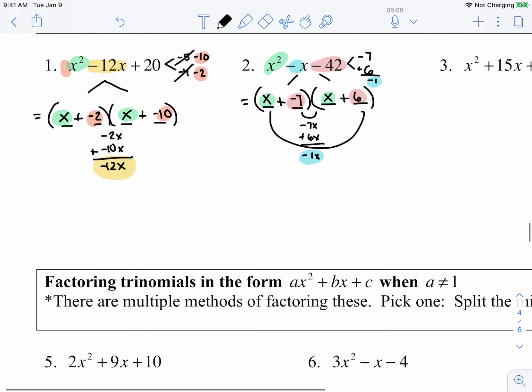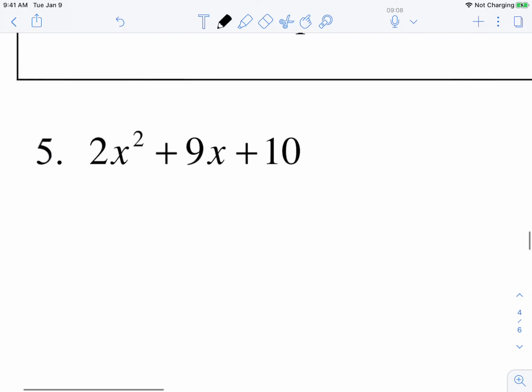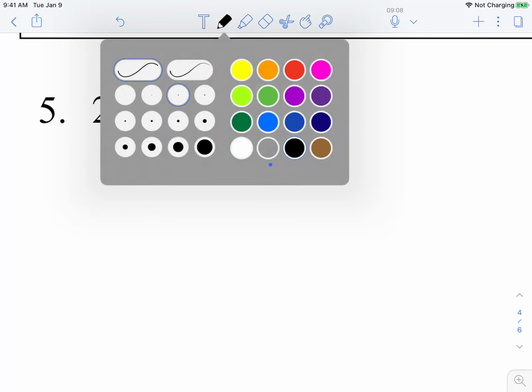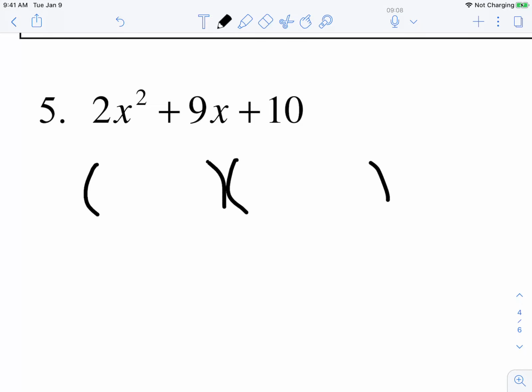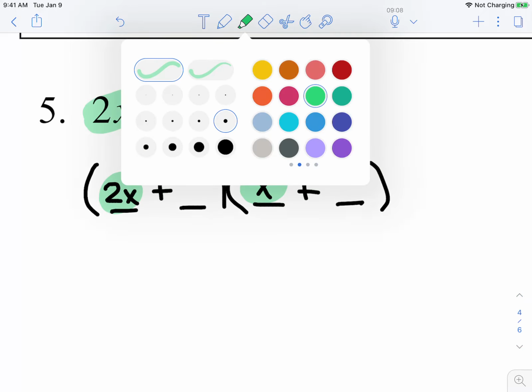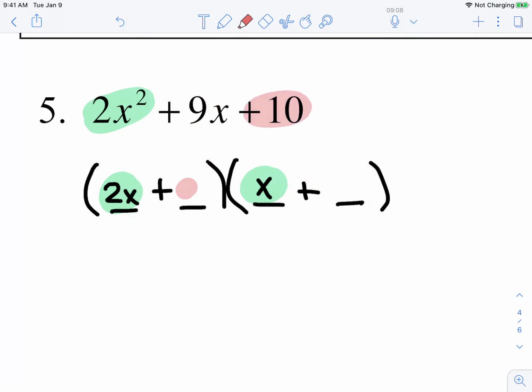Now let's take a look at factoring a trinomial where the leading coefficient is not 1. All right, so here, number 5, the leading coefficient is 2. I still set it up the same way, right? I still have a binomial and a binomial. And this first term still divides up and goes into those spots. So what are two factors of 2x squared? Well, 2x times x. So that's still normal. All right, and then the last term is still the same. This term still breaks up and goes in here.